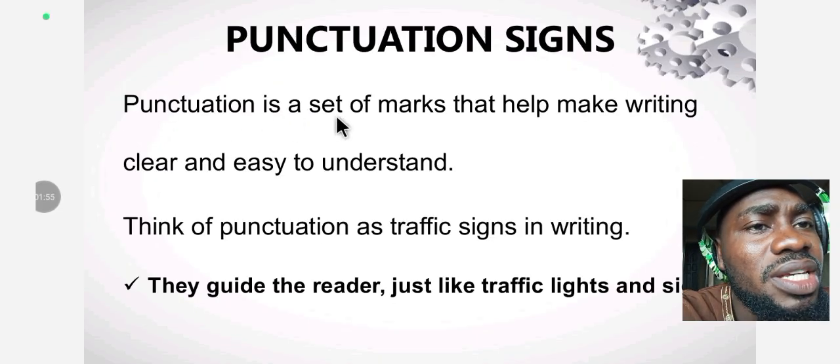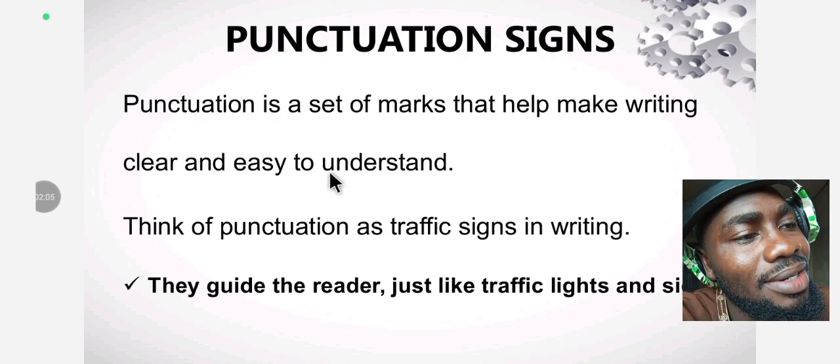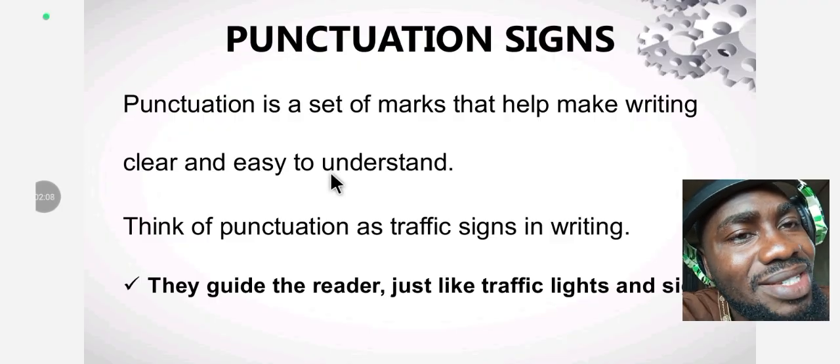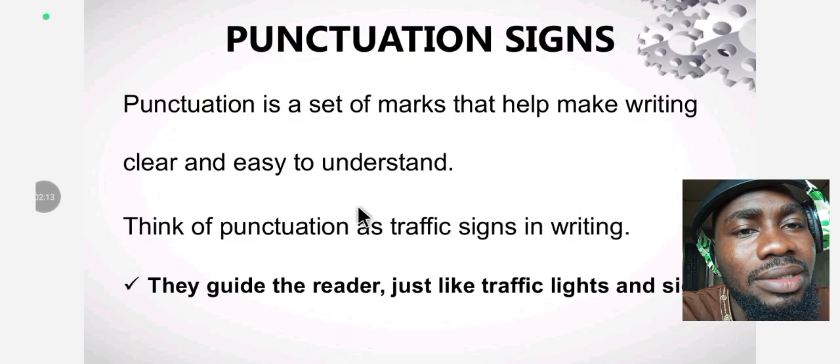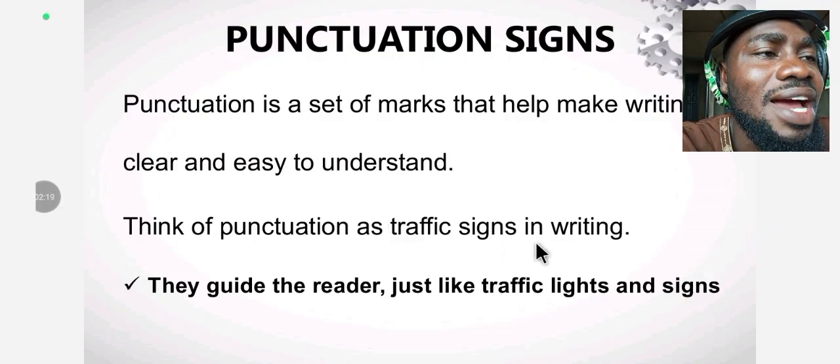Punctuation is a set of marks that help make writing clear and easy to understand. What does punctuation do? Punctuation marks are distinctive marks which make writing easy, clear, and smooth to read and understand. That's the function. Think of punctuation as traffic signs in writing.